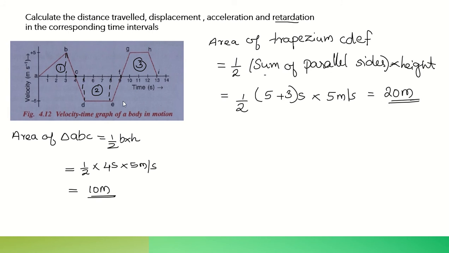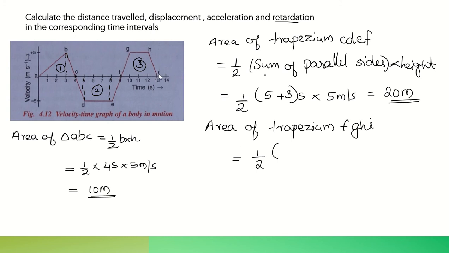Okay, and always remember the area under the velocity time graph will give you the distance traveled. Now we have to find out the area of this next trapezium, right? Area of trapezium FGHI is equal to, again I am not writing the formula, it is half into sum of the parallel sides into height. So what are the parallel sides here?